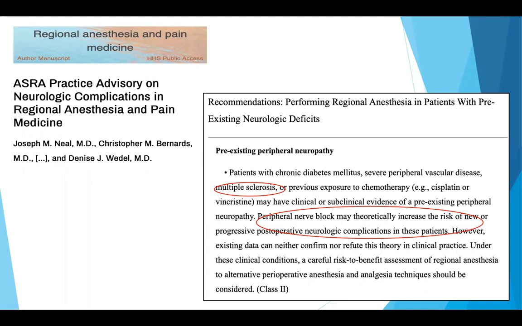So for those patients with pre-existing peripheral neuropathy, such as multiple sclerosis, it is suggested that peripheral nerve blocks could theoretically increase the risk of new or progression of the disease. However, they also point out that there's no data that can either confirm or refute this theory. Therefore, they recommend just doing a very careful risk to benefit assessment whenever employing regional anesthesia in this population.